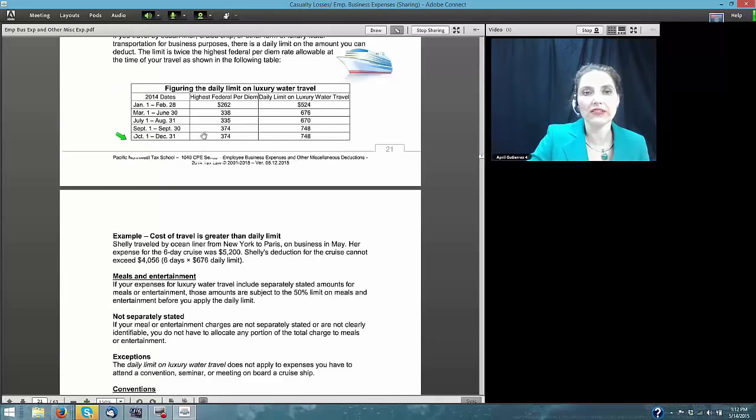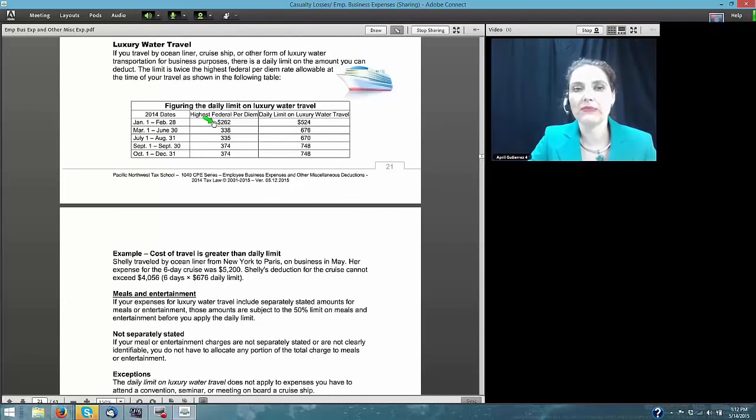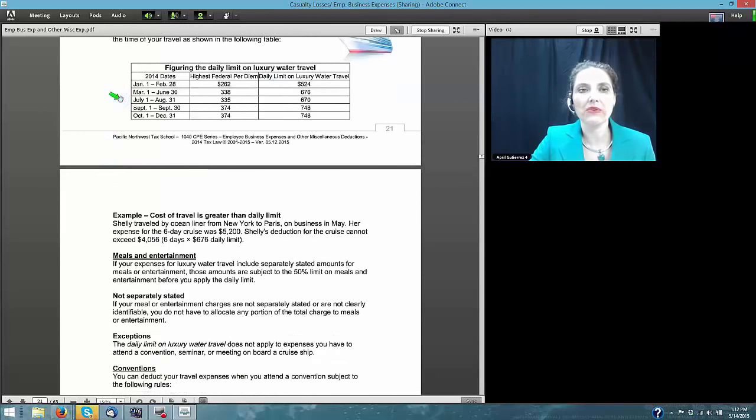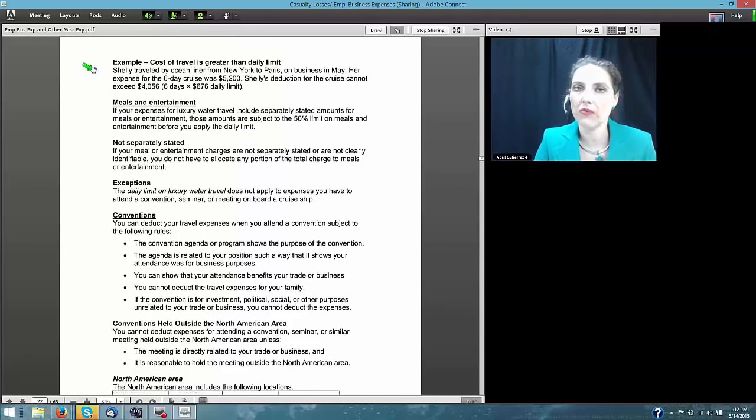If you travel October to December, the high rate for federal per diem is $374. And if you're traveling by luxury water travel, then the maximum daily amount you can claim if you're traveling at that time of the year is $748. You compare that to January through February, where the rate drops to $262, and so you would only be allowed to deduct $524 a day if you're traveling by water. And then we have somewhere in the middle, July through August, you would be allowed up to $670 a day for travel by water.